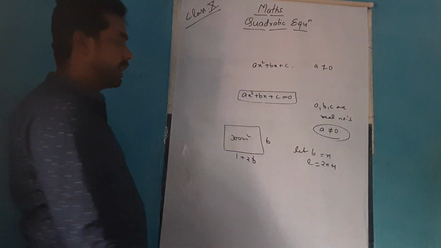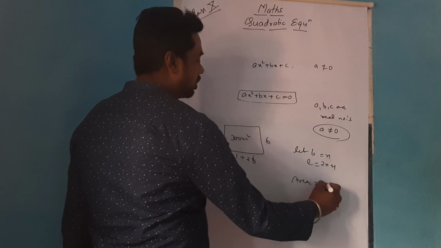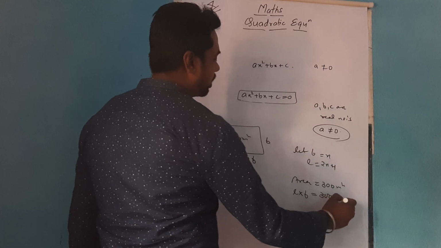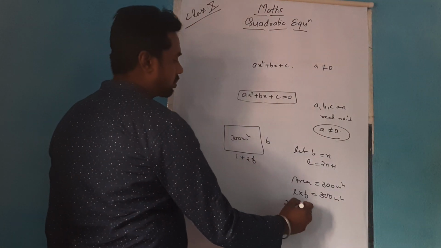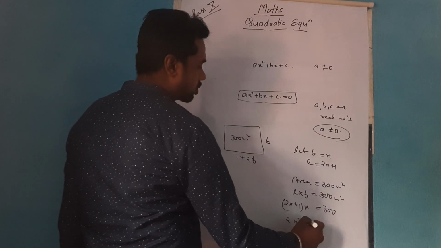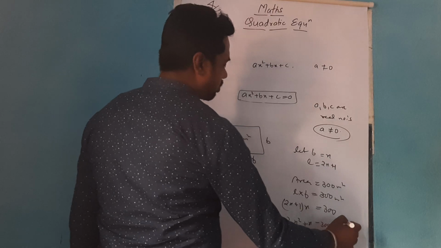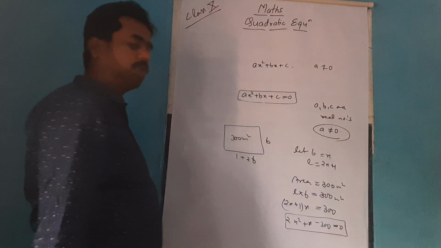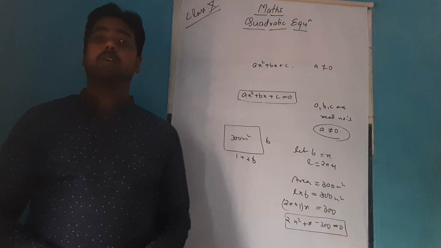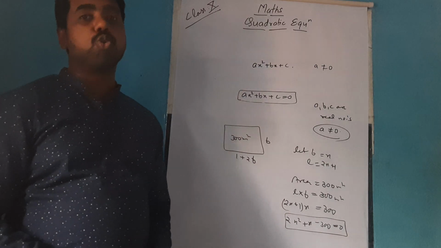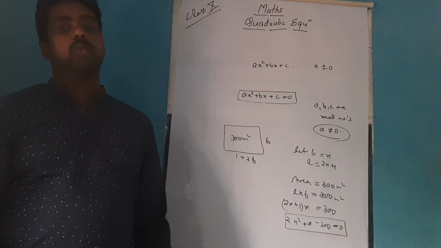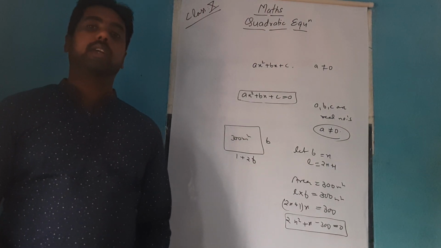As the area is given as 300 meters square, and as you know area is represented by length into breadth, that becomes 300 meters square. Length is 2x plus 1 and the breadth is x, so that becomes 300. When you open the bracket, 2x square plus x minus 300 equals to 0 is said to be a quadratic equation, as here we got a variable with x square. So always remember, whenever you get a variable with degree 2, then that equation is said to be a quadratic equation. Any equation with degree 2 is called a quadratic equation.